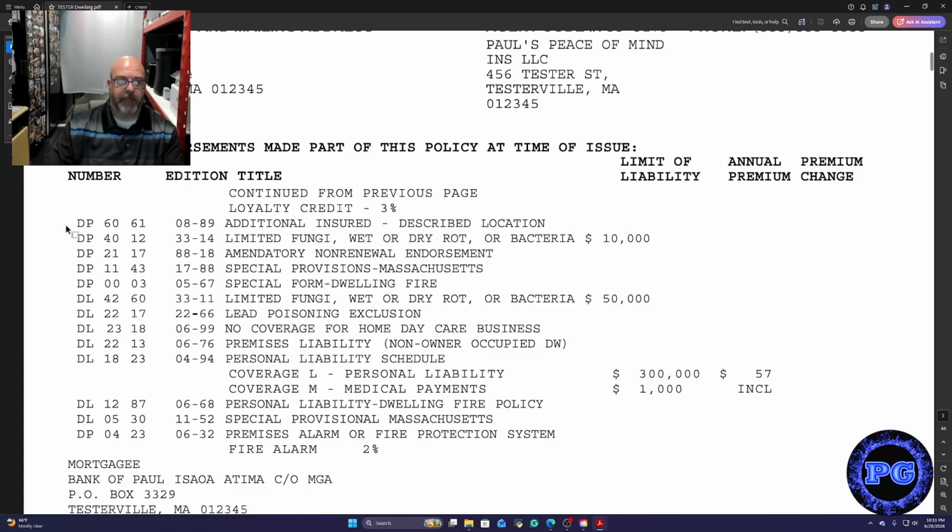So here's what we were talking about up there. You got your form number, you scroll down, you find that form, you find out everything there is to know about all this stuff, right? The limited fungi, the non-renewal endorsement, special provisions for Massachusetts, which we talked about. Here's your special form for dwelling. So that's important to point out, right? So this is the big one, right? The DP3, just circle that if I could.